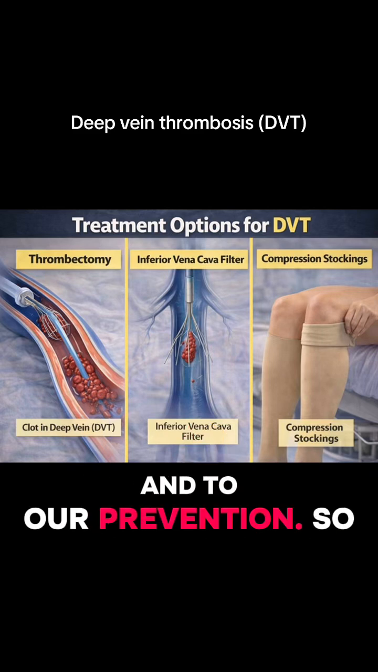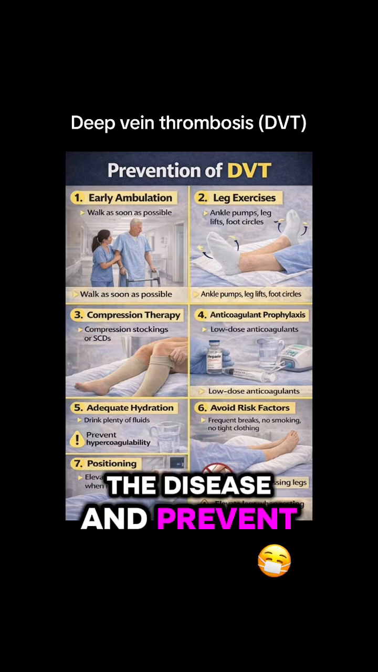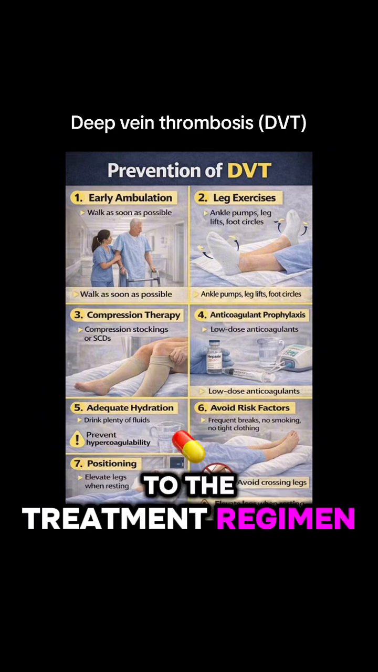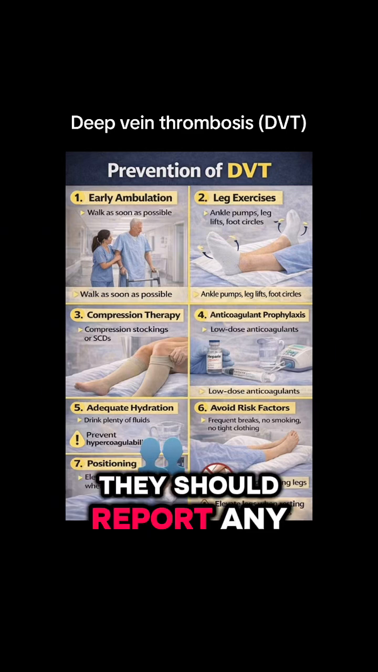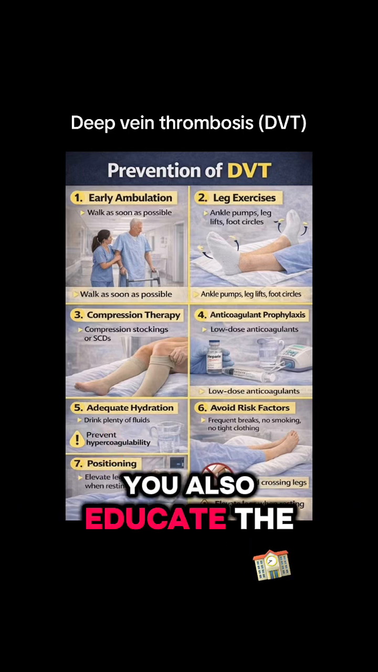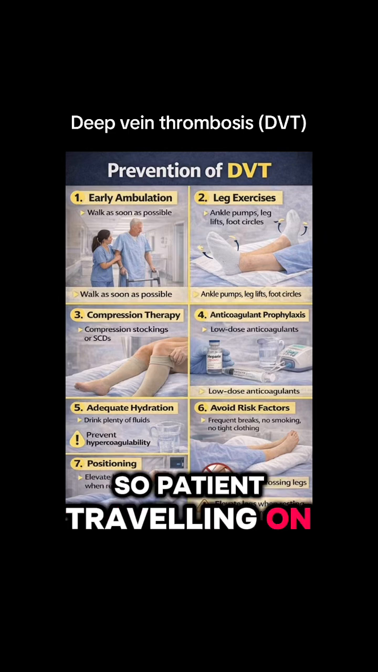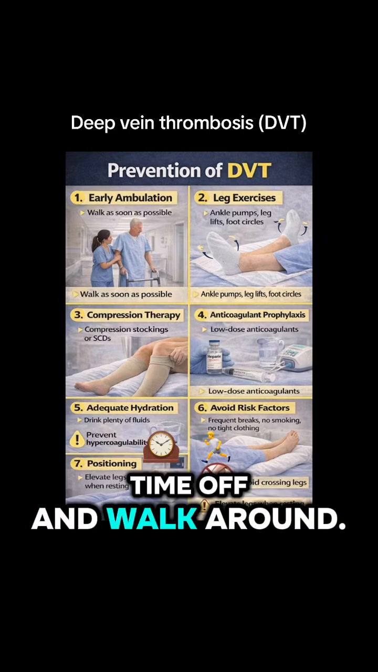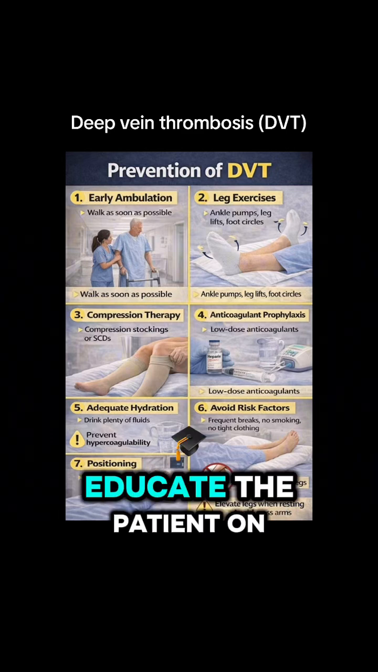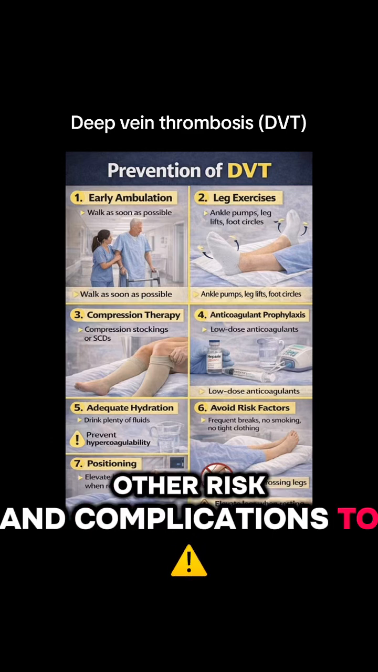And to our prevention. For prevention, our main goal is to prevent recurrence of the disease and prevent further complications. So we have to educate the patient to adhere to the treatment regimen as prescribed, and they should report any adverse or side effects of the medication immediately. You also educate the patient to avoid prolonged immobility. For patients traveling on long flights, they should take some time off and walk around. They should also avoid smoking. So all the risk factors we stated, we are going to educate the patient on them in order to prevent other risks and complications of the condition.